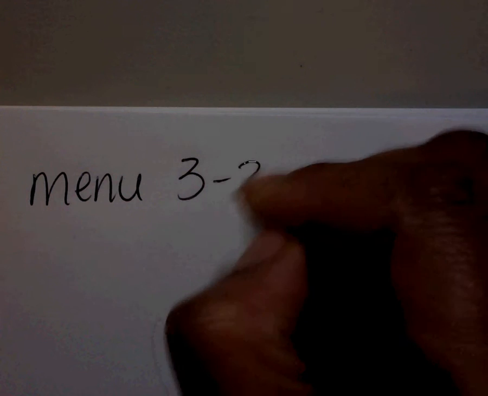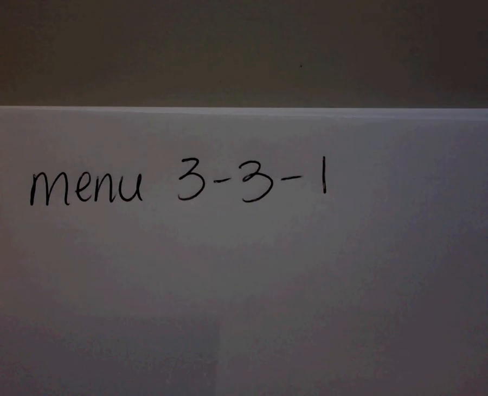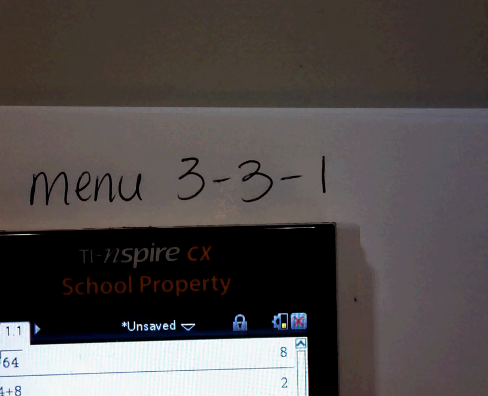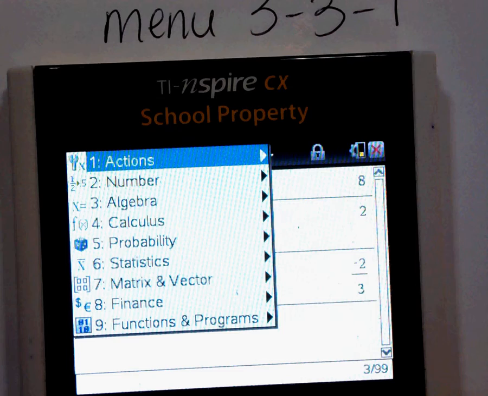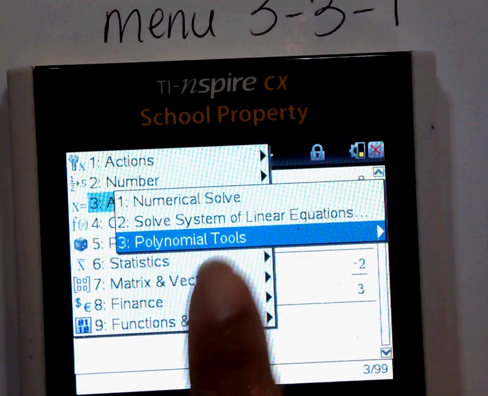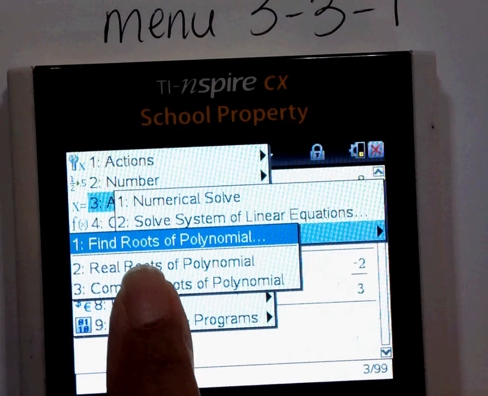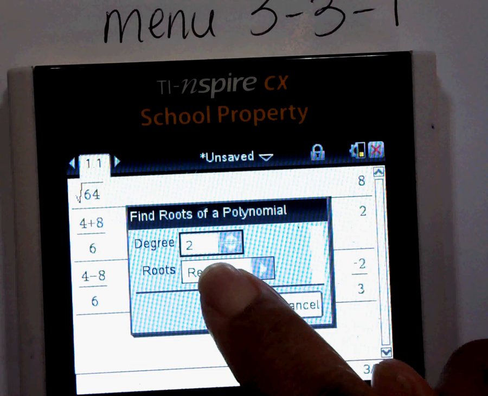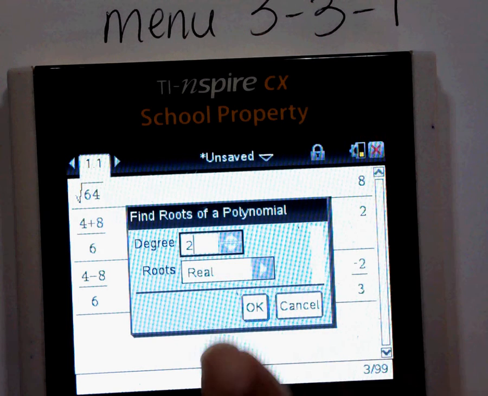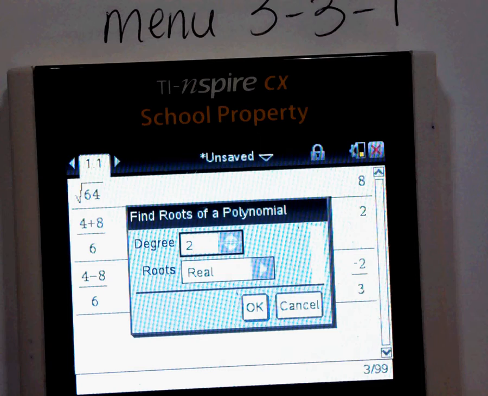So now, since that didn't take very much time, I'm going to go ahead and show you how to check both of those solutions using menu 331 in the calculator. If I go to the calculator screen and type menu 3 for algebra, 3 for polynomial tools, and find the roots, number 1, I do have a degree of 2 because the exponent was squared. I do have real roots, so I'm going to press enter.